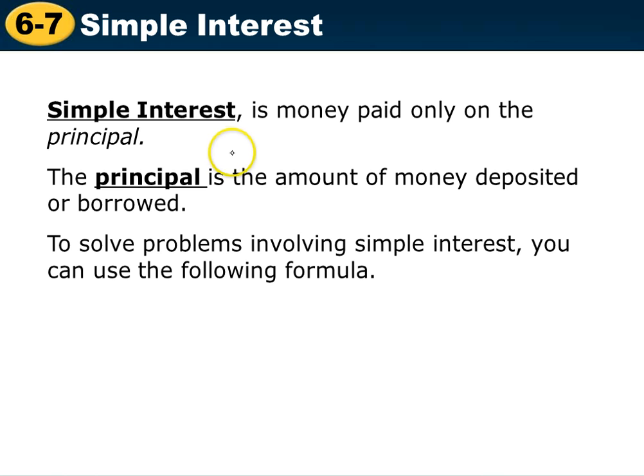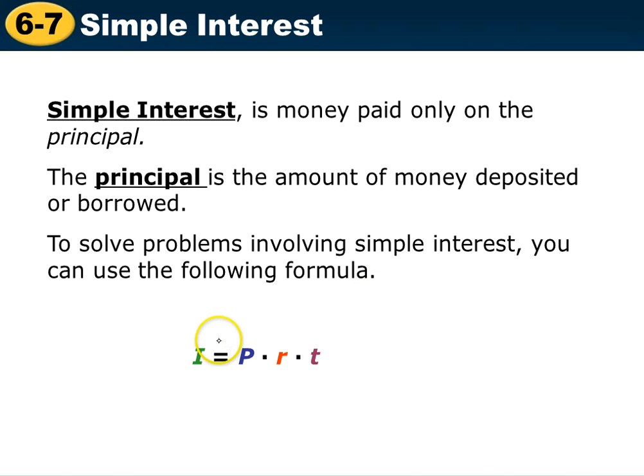So simple interest is money paid only on the principal. It's money that you pay or gain on the principal. And the principal is the amount of money that you deposit if you're making an investment, or borrow if you are taking out a loan. So to solve problems involving simple interest, you can use the following formula.